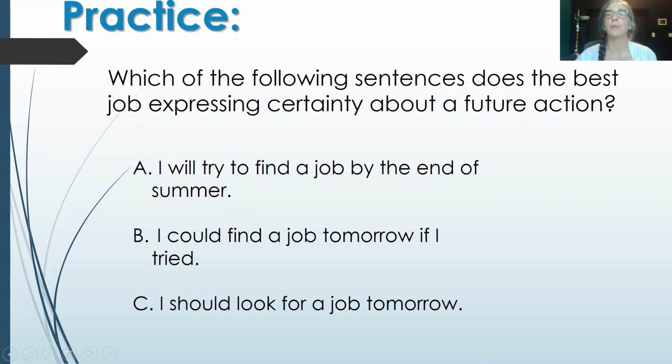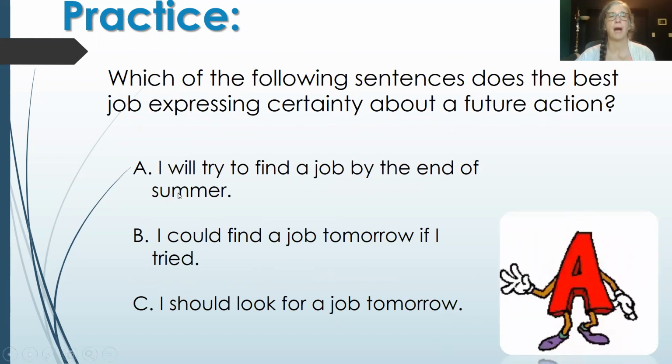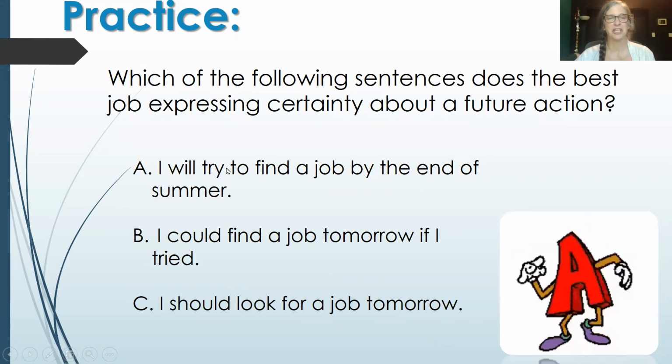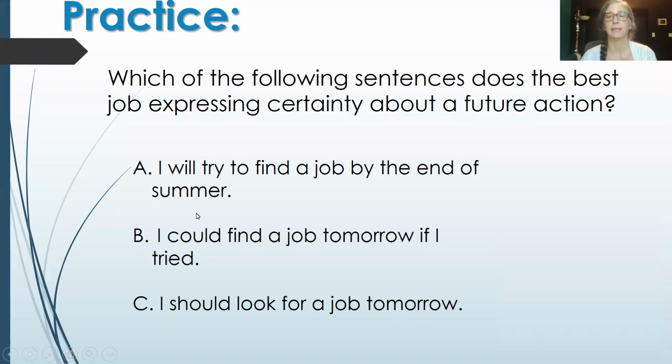Which of the following sentences does the best job expressing certainty about a future action? A, I will try. Let's see. Yep. Good job. I will try. All right. And that use of the verb try, I'm so proud of you because that can be a little confusing. I'm not certain that I'm going to get that job, but I am certain that I will try. And I'm really proud of you because that's a tricky one. So our verb there is the simple future, will try.